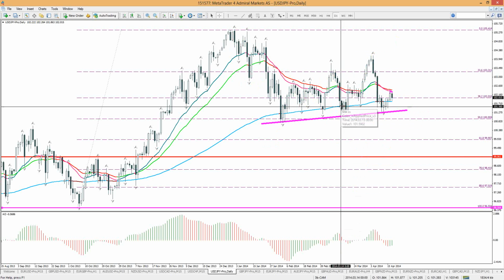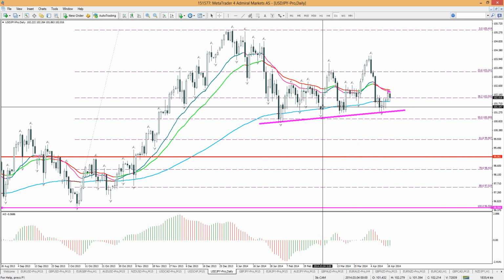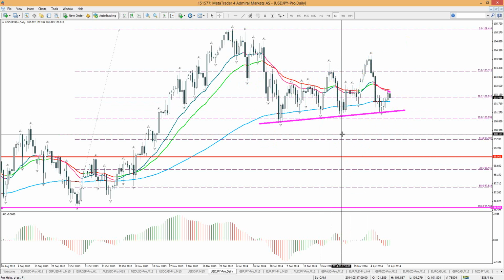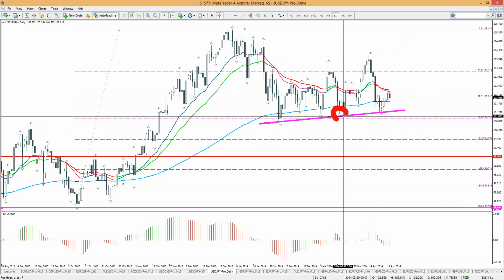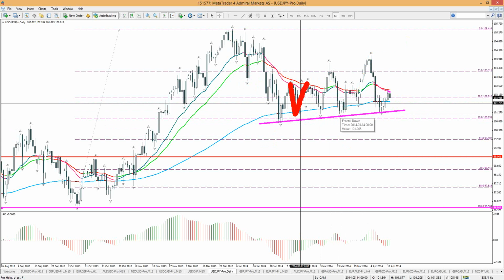This low here, 101.20. This low here, 101.20. It's the same actually. So an expanding wedge should have this bottom actually lower. It's dubious, therefore. Unless you count this as an A, B, C, D. That doesn't make sense.